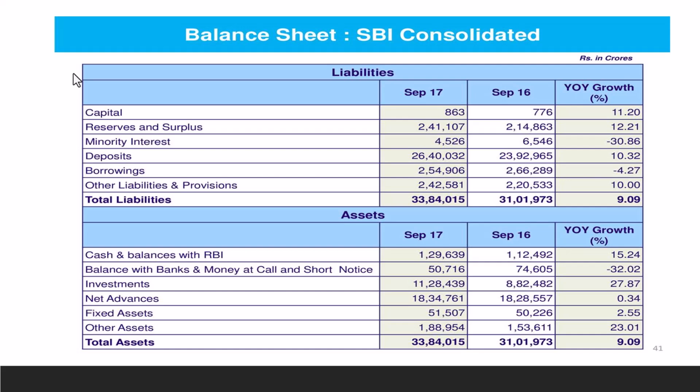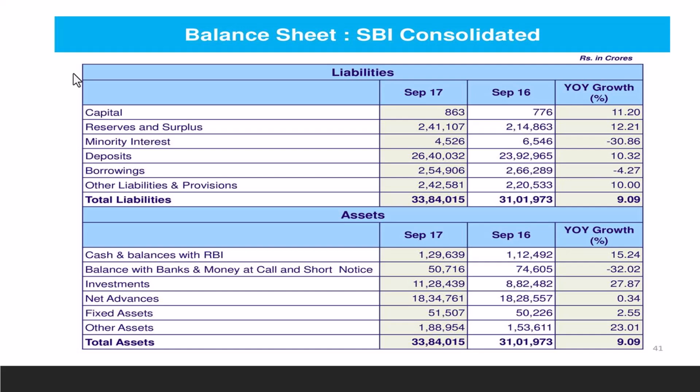So just focus on deposits. How much deposits they have? 26 lakh 40,000 crores. This is State Bank of India. And look at the liability side of the bank. So first is capital, then reserves and surpluses, then minority interest, then deposits, and then borrowings. So this is the money which the bank has generated.